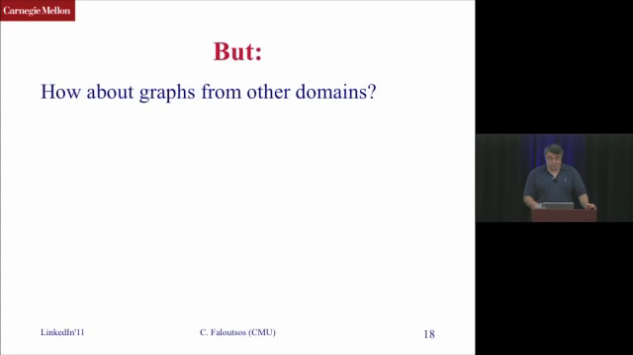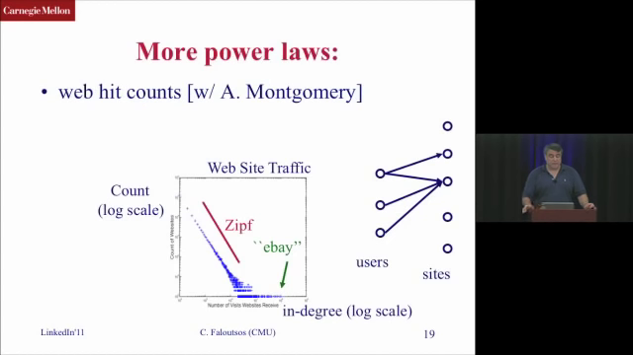The list of patterns continues. Are there similar patterns in graphs from other domains? The answer is yes. Here is a bipartite graph of users on one side, 20,000 users who agreed to put monitoring software on their computer. And here are about 100,000 sites that these users visited during the period of the experiment, about several weeks. So there's a bipartite graph.